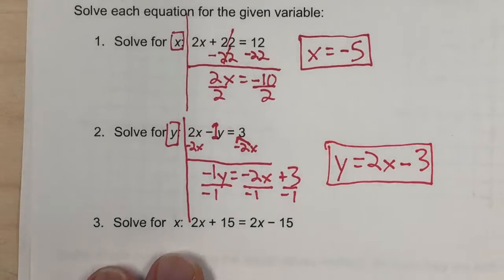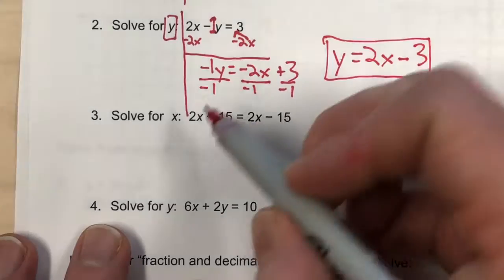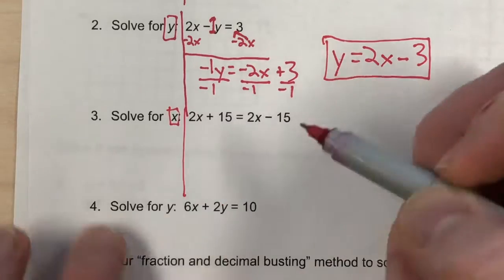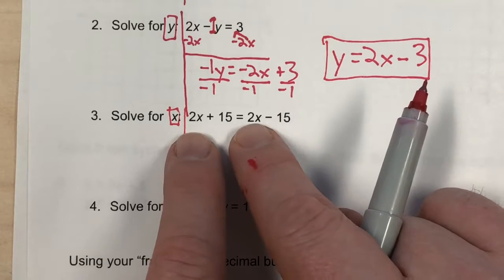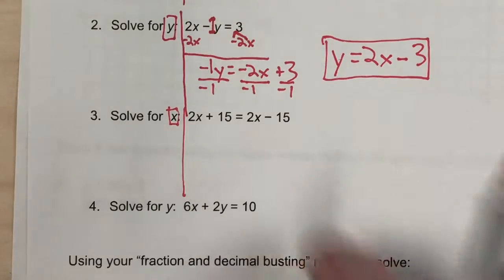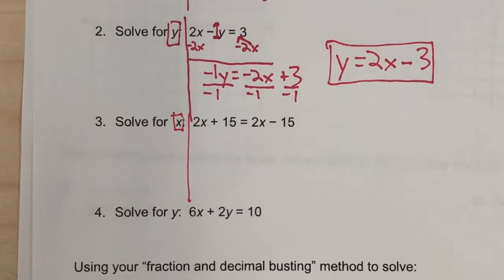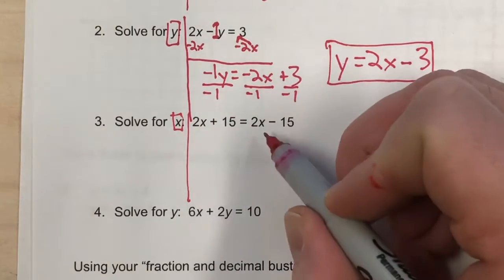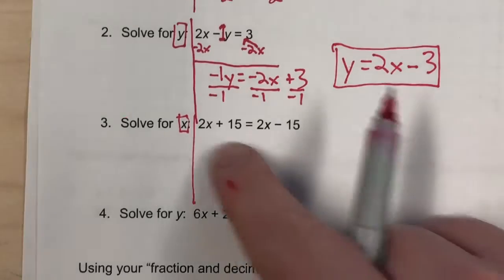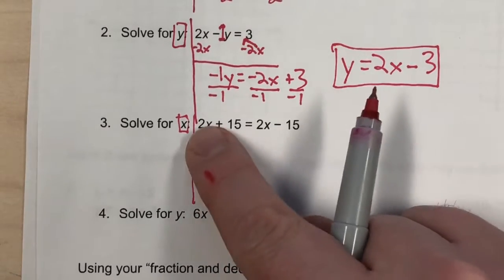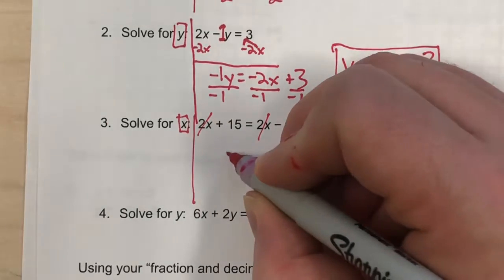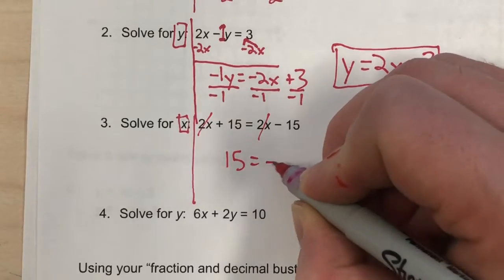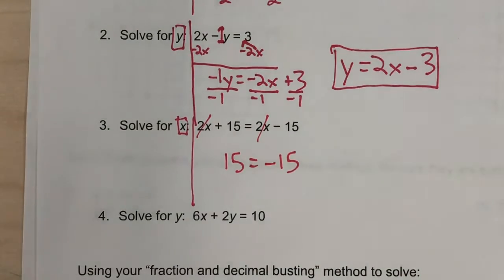Number 3, I am solving for x. And I noticed that I have x's on both sides. So you're gonna go ahead and make a decision: do you take this x over there or take this x over here? What I see right away is that I have a 2x over here and a 2x over here. So if I subtract 2x from here or subtract 2x from here, I'm gonna be stuck with nothing. These actually cancel out. And so what you have is 15 equals negative 15. Wait a sec, that does not make sense because 15 does not equal negative 15.